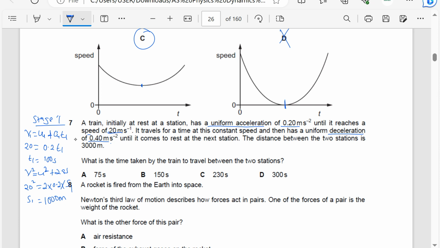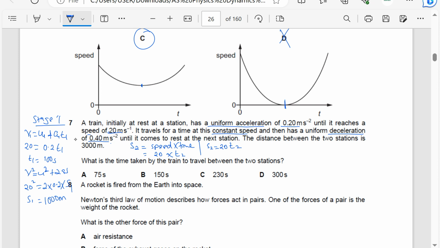Then for stage 2, it travels for a time at this constant speed. So it is traveling at 20 meters per second. So S2, the distance traveled, is simply speed times time, since the speed is constant. Speed is 20 times time, which is not known, so I'll say times T2. For stage 2, we have S2 equals 20 times T2.